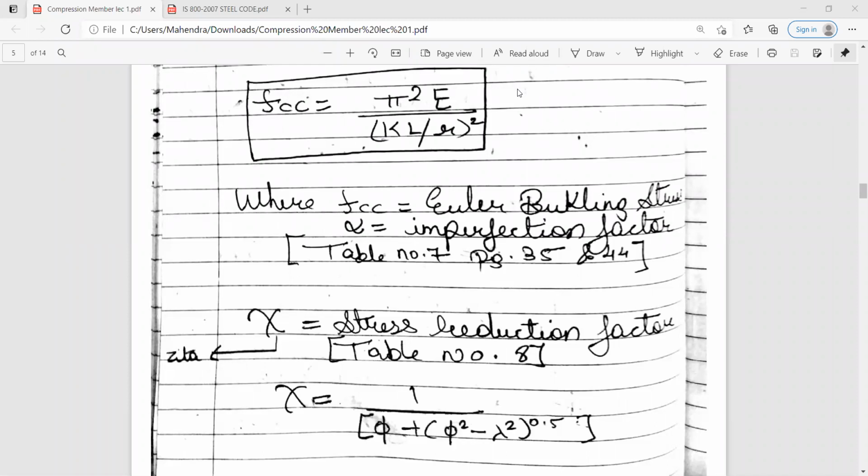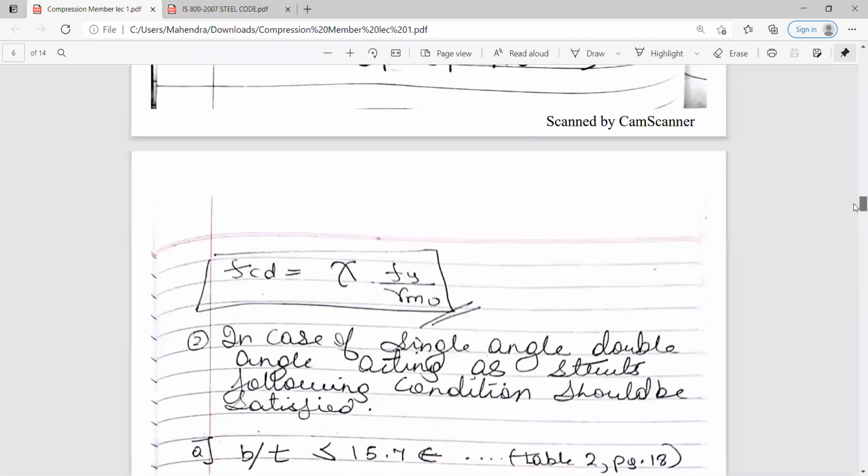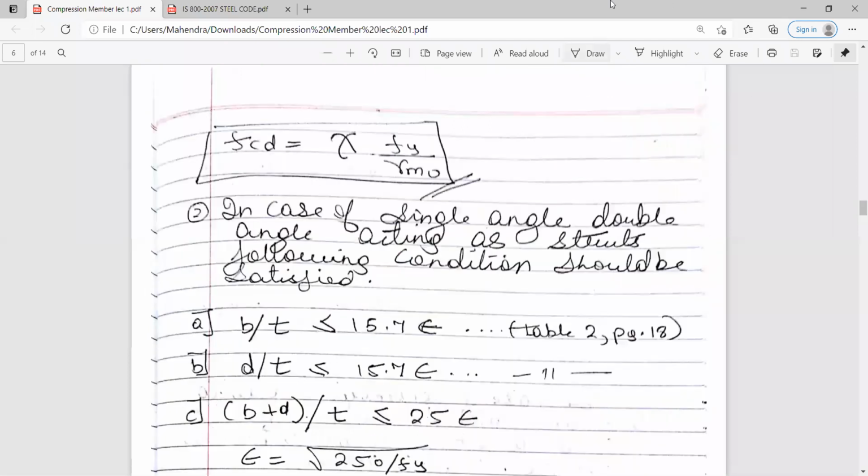Done. Okay. All the others had also done? Yes, what about others? All the others had also completed. So now, FCD. Again, the next formula to calculate FCD is zeta into Fy upon gamma m0.